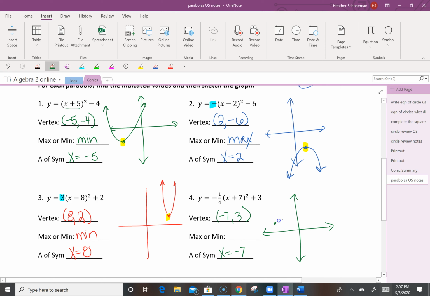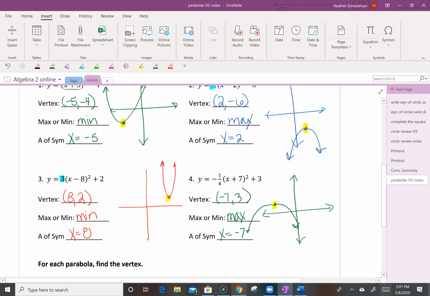So I've got the point (-7, 3), and I'm going to draw it fatter. Now, before we finish, I did that wrong. Let's take 2. Because it was a -1/4, it's going to get fatter, but it's opening down. Okay, because that vertex is the highest point on there, that is a maximum value.